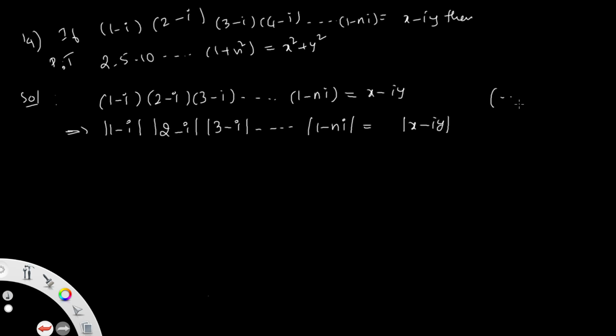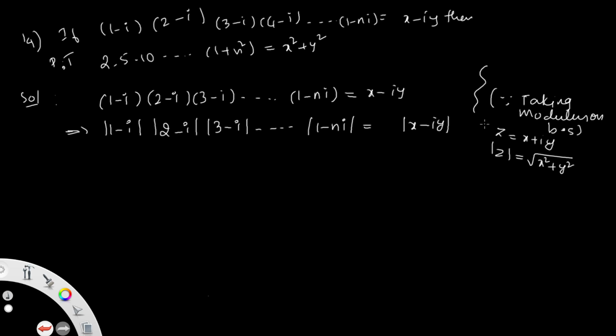Taking modulus on both sides. If z is equal to x plus iy, what is the formula for modulus? Mod z equals root over real part square plus imaginary part square. That is the basic formula. So that is the formula for this question.